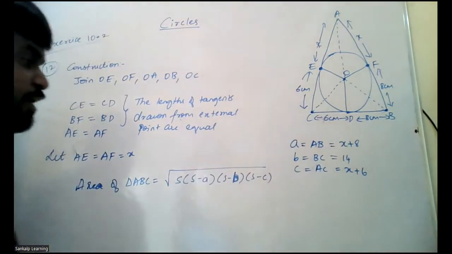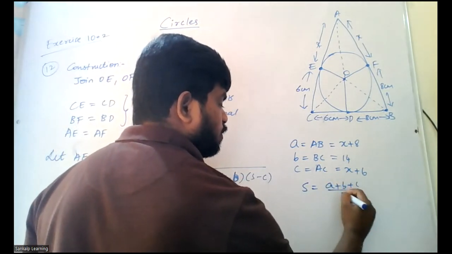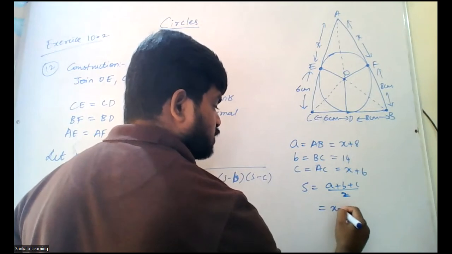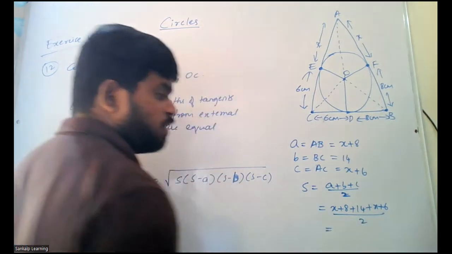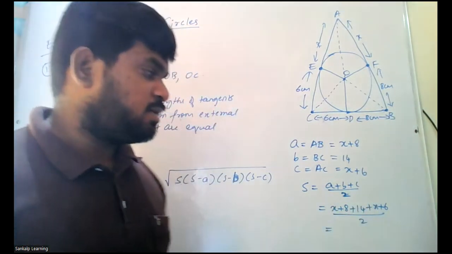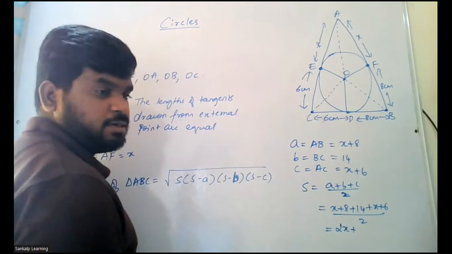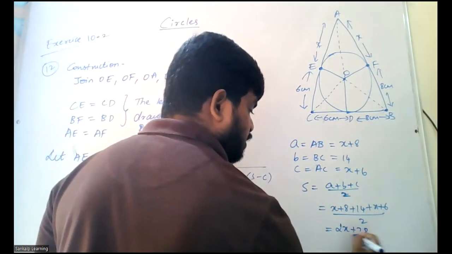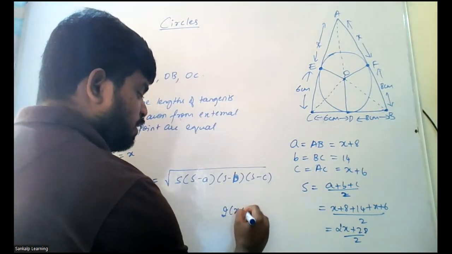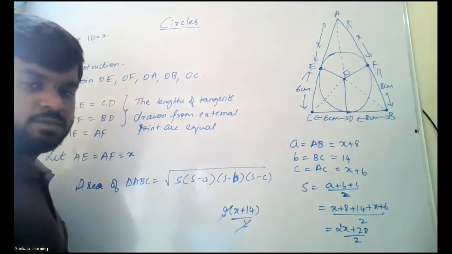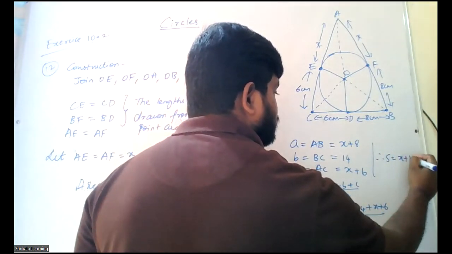Now, how do you find the semi-perimeter? s is equal to a plus b plus c divided by 2. What is a? x plus 8. What is b? 14. What is c? x plus 6, divided by 2. If you observe here properly, x plus x is 2x, plus 14 plus 8 is 22, 22 plus 6 is 28, divided by 2. So you get 2x plus 28 by 2. You can take 2 as common, so you'll be left with x plus 14 by 2. 2 gets cancelled. Therefore, s is x plus 14.